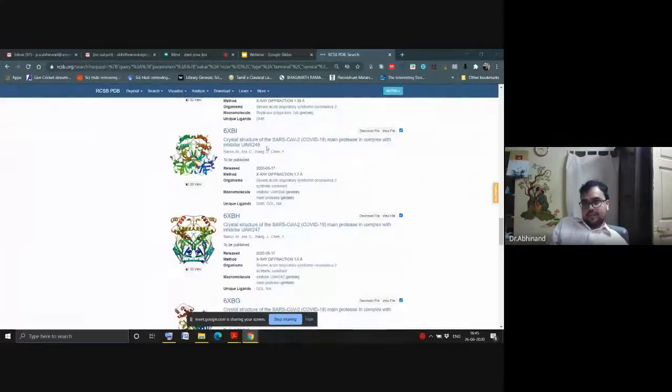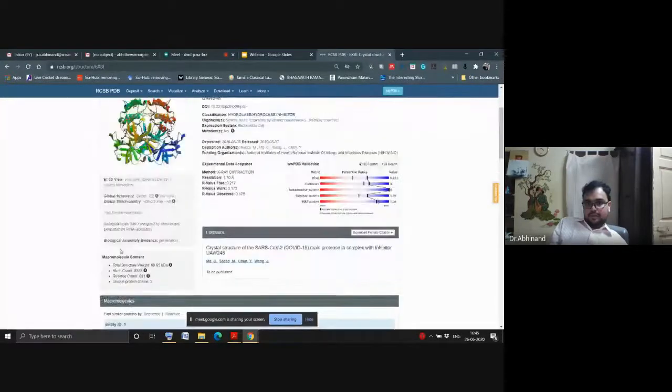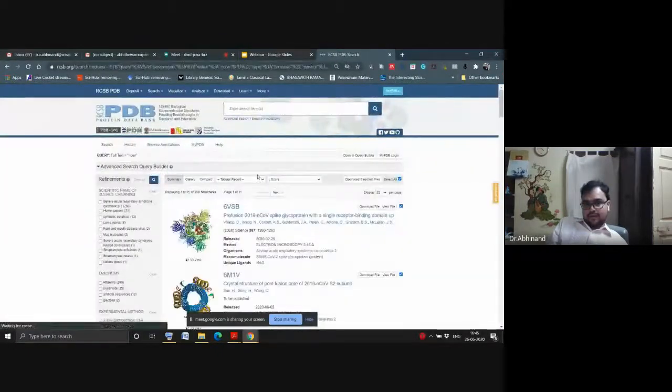So this is the main protease of the coronavirus. This is one of the main targets. So a lot of people are working on blocking this particular protein in order to cure the disease. The ID of this protein is 6XB1. Or you can also target the nucleic acid or the spike protein also.